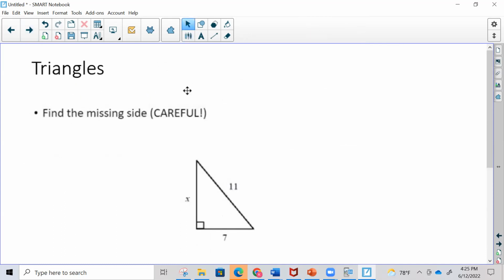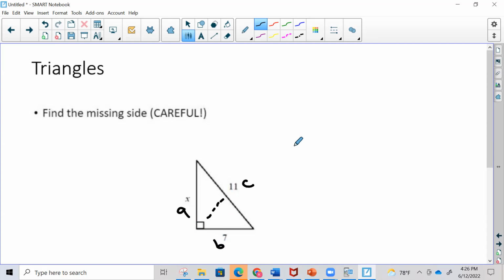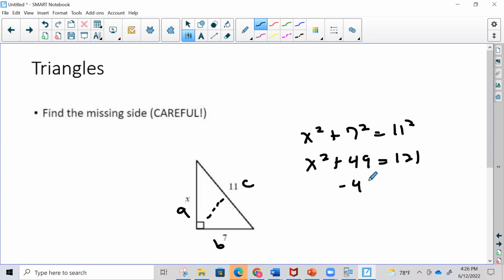Okay, so again, triangles, we're going to find the missing side. Well, this one we have to be careful because now I know the C is 11 and I'm missing A or B. It doesn't really matter which one you call A and B for the legs, but I'm missing one of the legs. So when I set this up, I'm going to do A squared, so X squared plus B squared equals C squared. And my C now is a number, and then I'm going to have to solve this. So I square both of these, and then we need to get the X squared by itself by subtracting 49 from both sides.